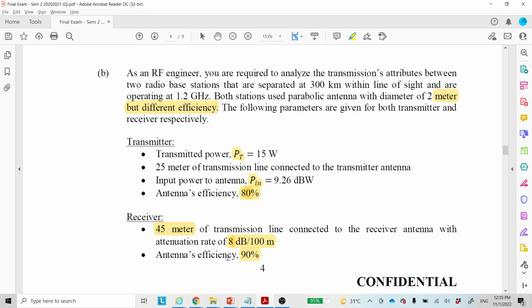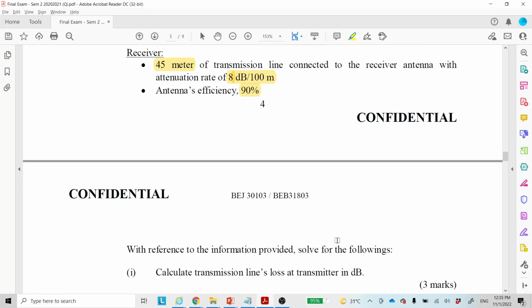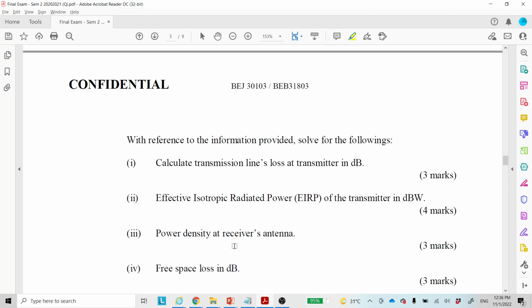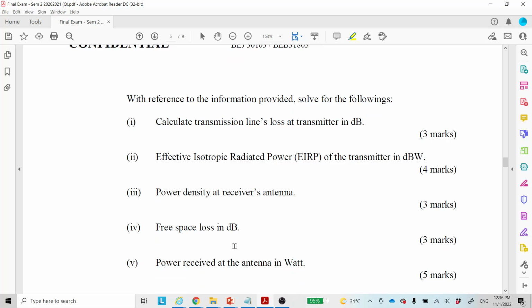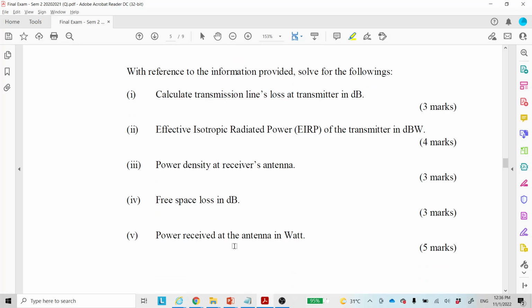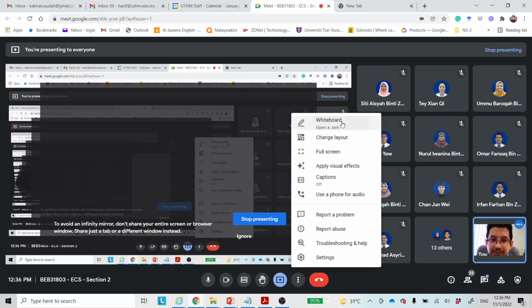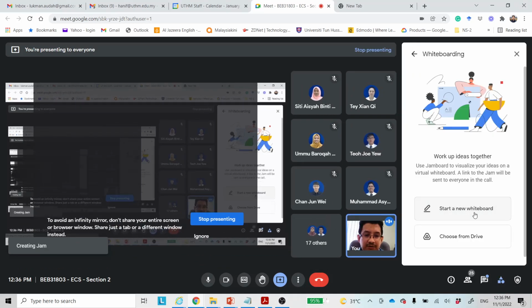Okay. So, how to solve this? So, the question asks, calculate the transmission line losses, find LT, kemudian find EIRP in dBW, find the power density, find the free space loss, FSL, also find the PR, receive power dalam watt. So how to do this? So let's do it. Okay, let's do it. So I will try to open a whiteboard. So let's open a whiteboard.